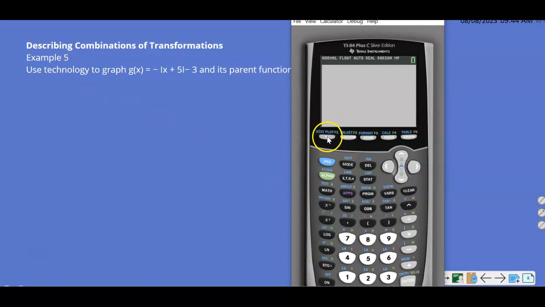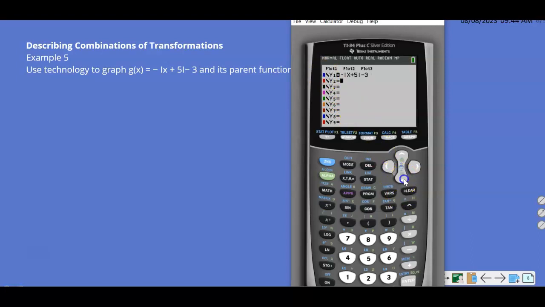All right, so using technology, we've got y equals, let's graph negative. And then to find absolute value, you have to go to math and arrow over to number. That's ABS, absolute value. And then you graph x plus 5. And then I'm going to arrow outside the absolute value and do -3. All right, so that is g of x. That's going to be in blue.